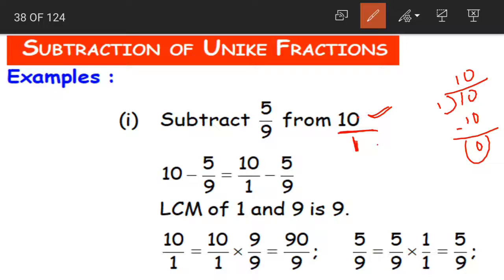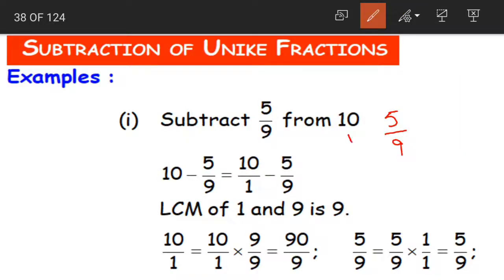So that is why whenever only a single number is given and we want to consider it as a fraction, we'll take 1 as the denominator. Okay. Now what do we have here? 5 by 9. Subtract 5 by 9 from 10. That means 10 by 1 minus 5 by 9. Now here the denominators are different. What will we do, children? What should we do? What did we do in addition? Yes, we took the LCM of 1 and 9.